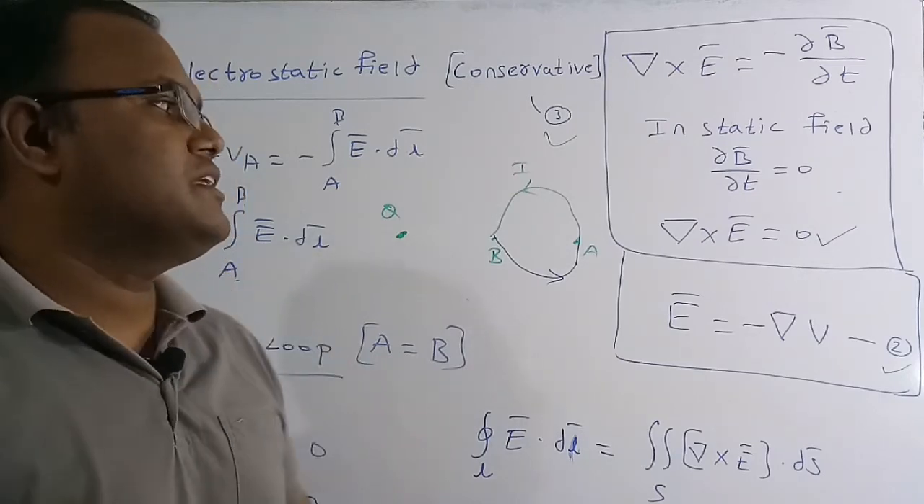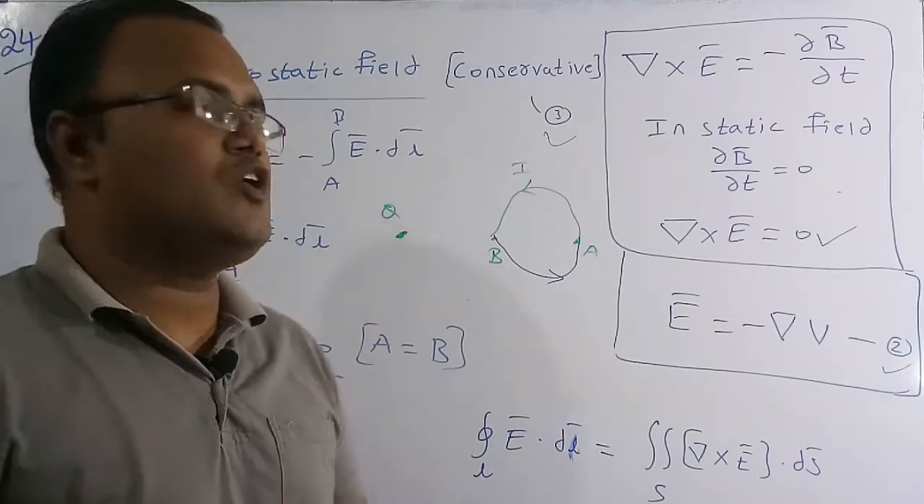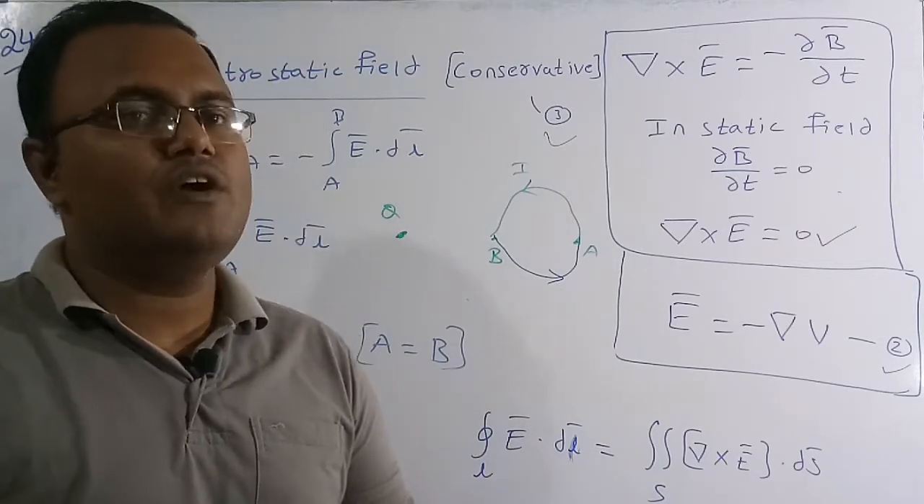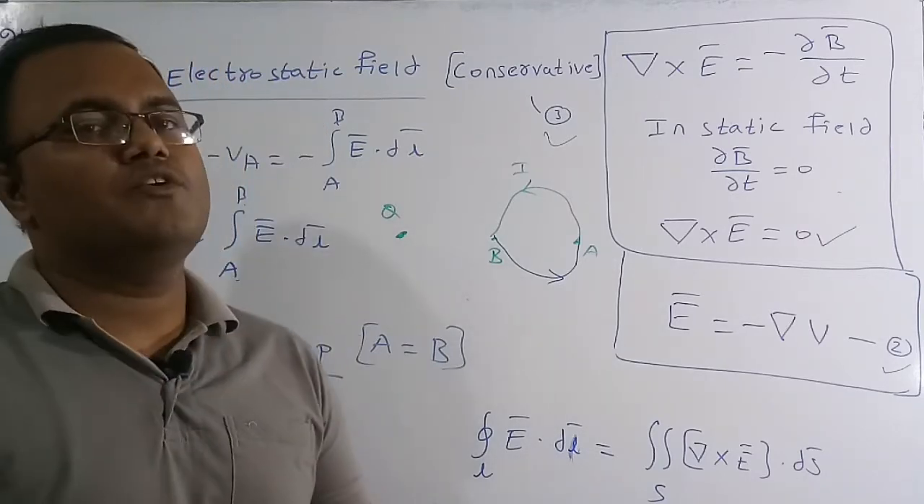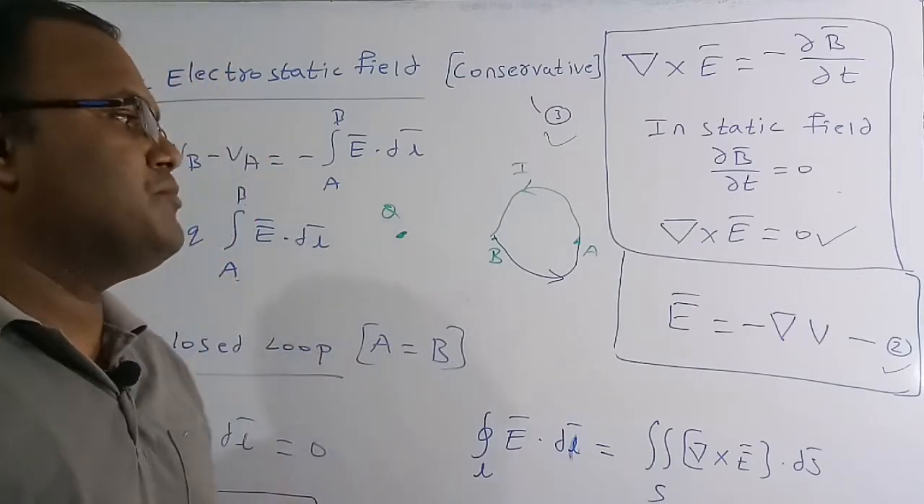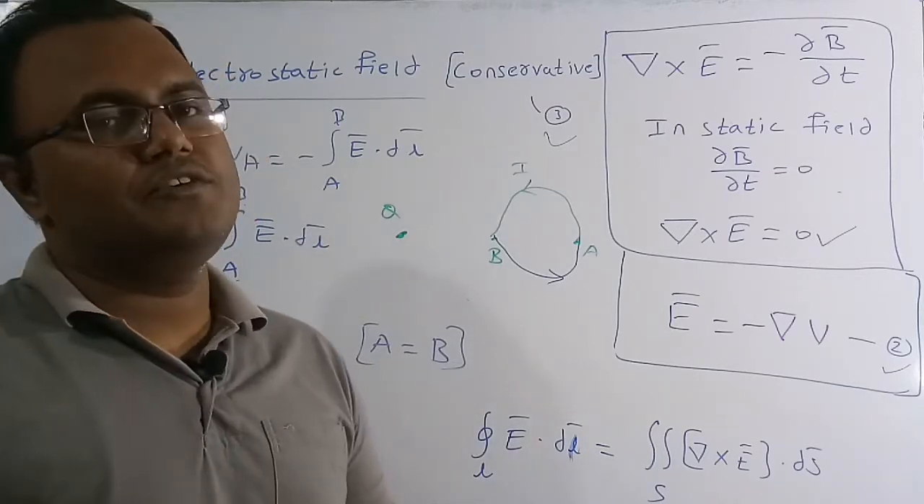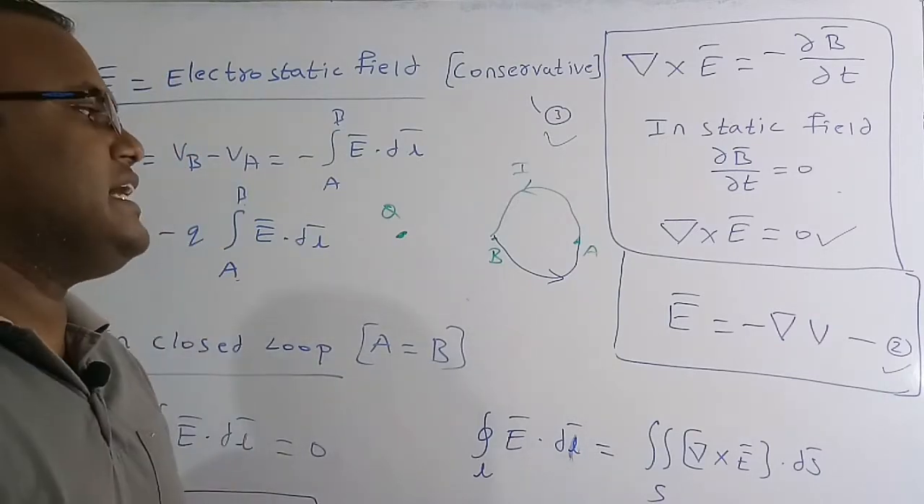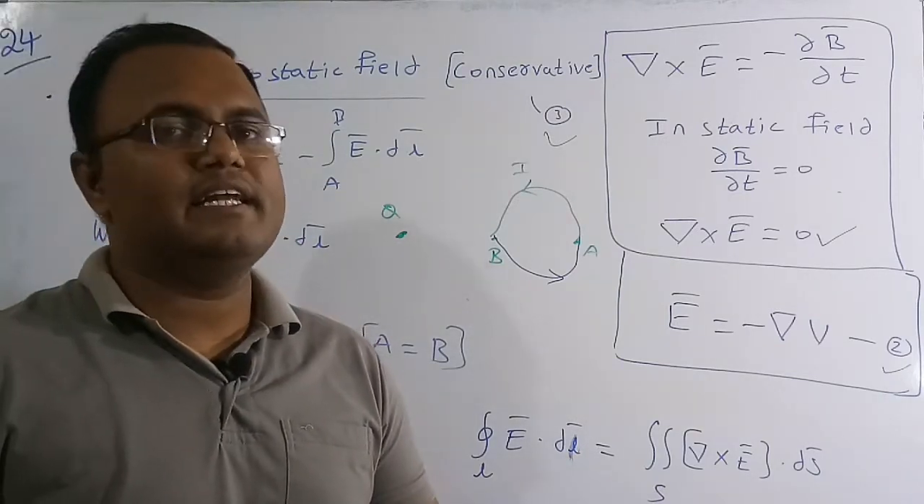So we can say the field produced by static charges is always a conservative field, and also curl of the electric field is equal to 0, and electric field is equal to minus of the gradient of the scalar potential V, and it's conservative in nature. So these three statements are definitely true. For static charges, the field produced is called the electric field.